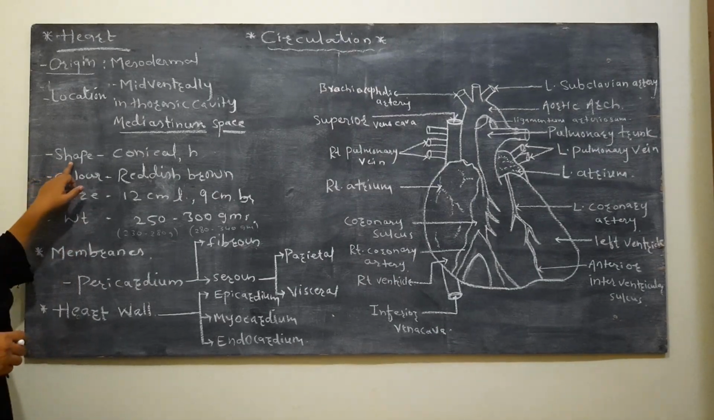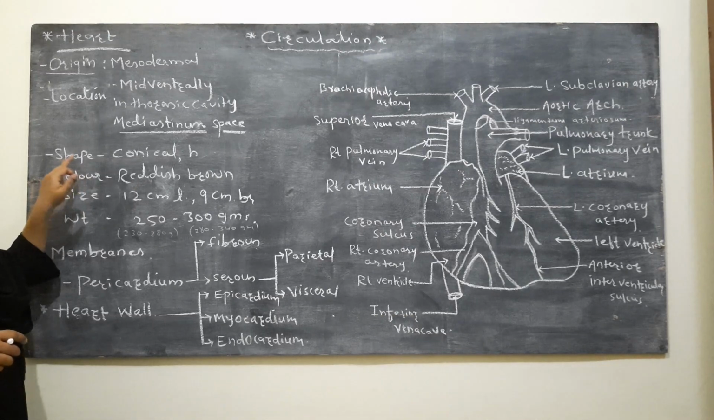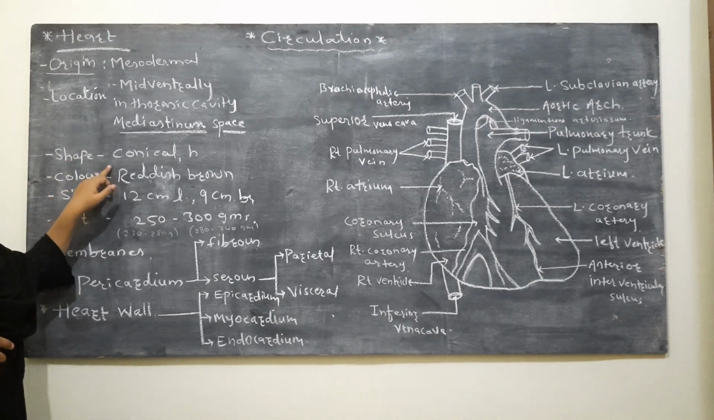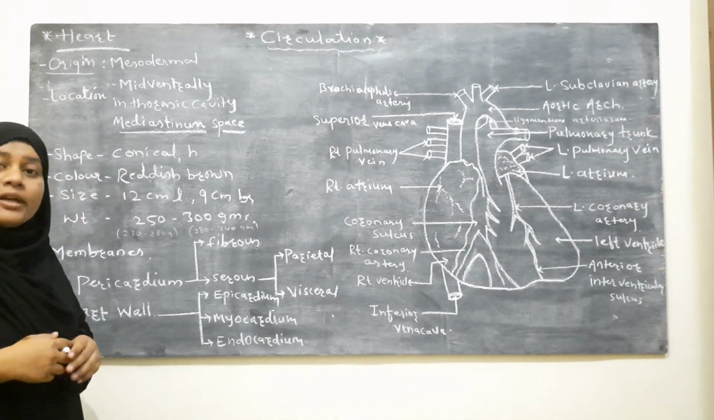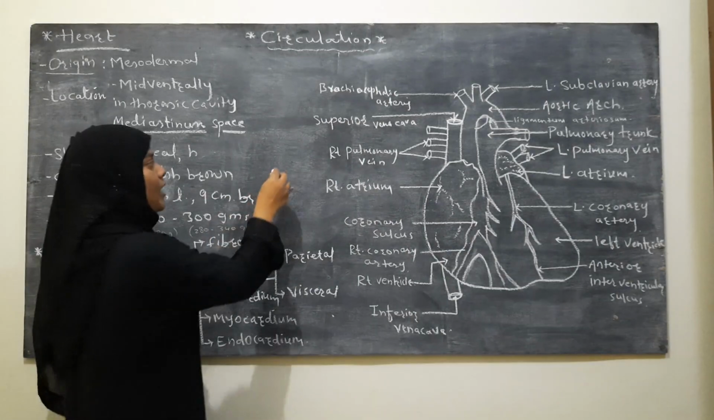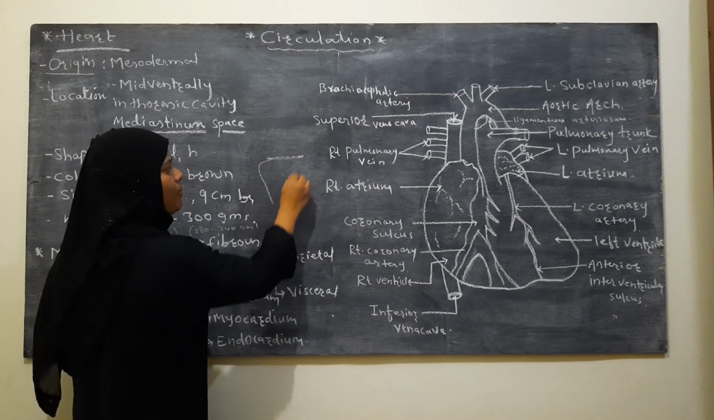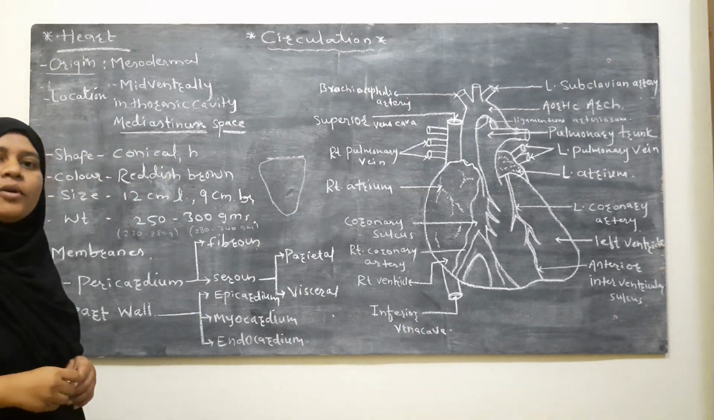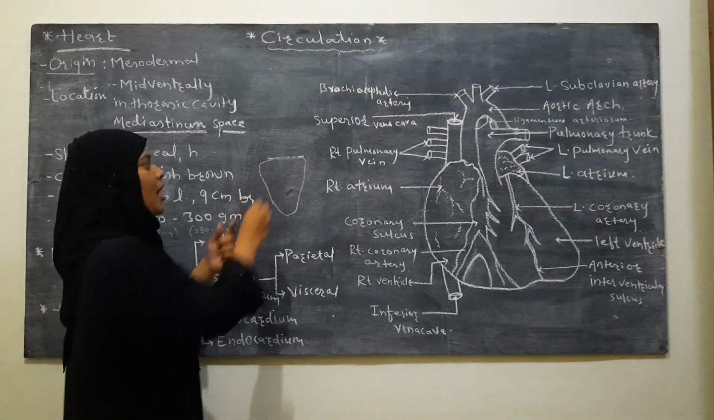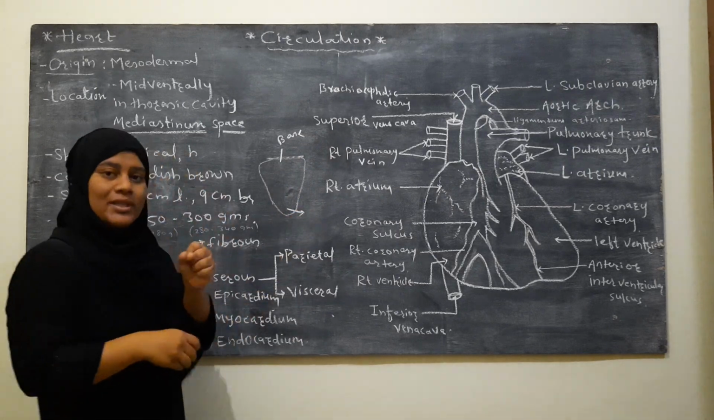Now the shape of the human heart. Human heart is conical in shape. It is highly muscular, conical, or you may say triangular. Why is it called conical or triangular? Because the human heart has a broader base. अगर आप इसको देखोगे तो इसका जो base होगा वो broader होगा और इसका जो apex होगा वो narrower होता है. यानी ये जो होगा this is called the base, whereas this side, the narrower side, is called the apex.